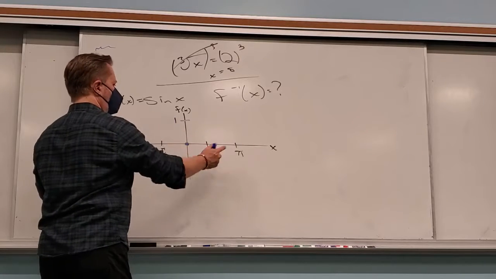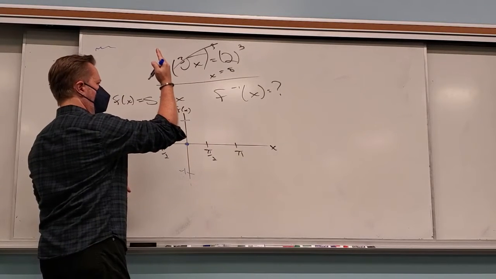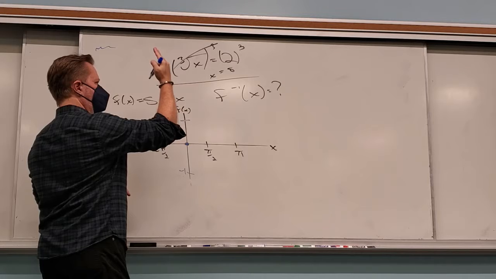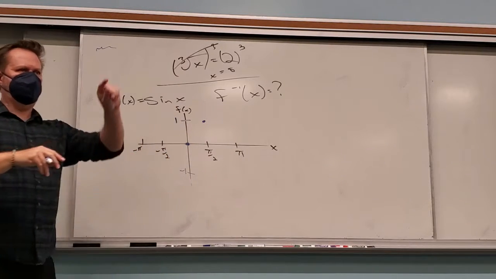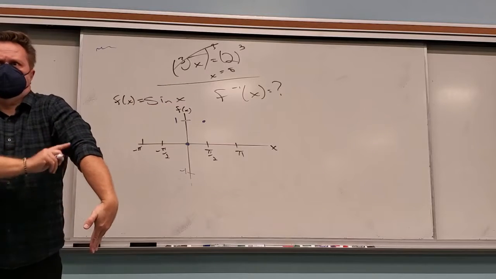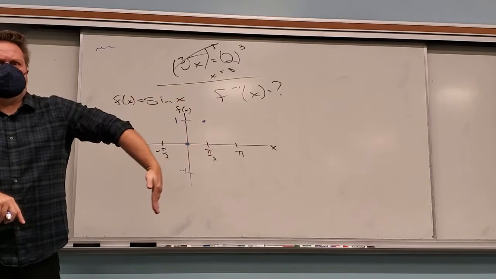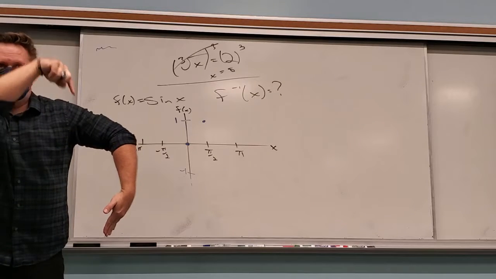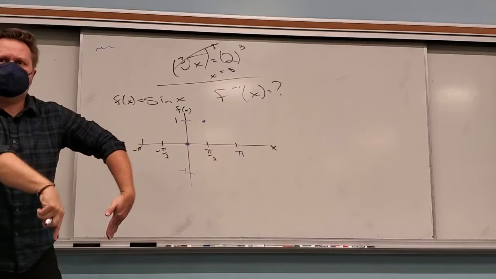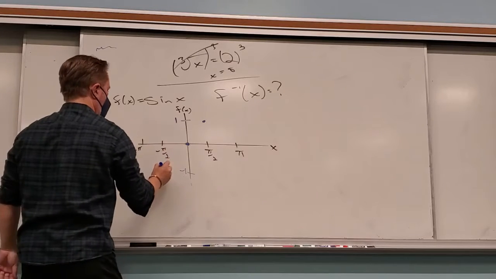What's it do at pi over 2 when it gets to 90 degrees? What's sine? 1. What about negative 90? What if I went backwards and went down here? I'm at 0 and I go back 90. What is it now? Negative 1. It's on the y-axis, but in the negative direction. So it's going to be negative 1 here.